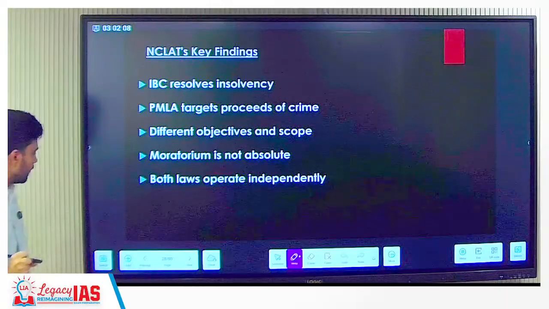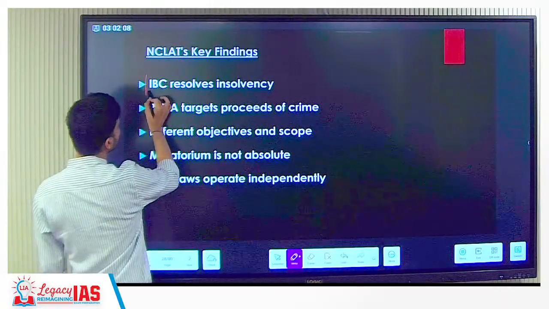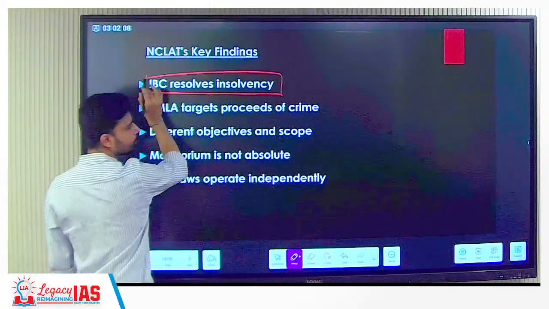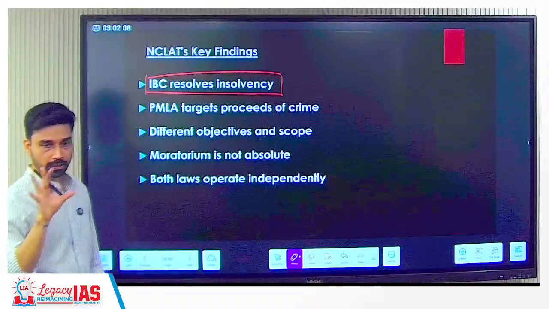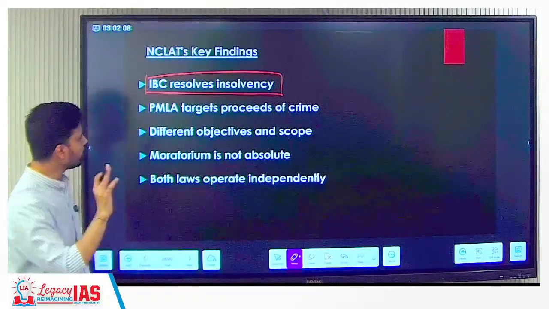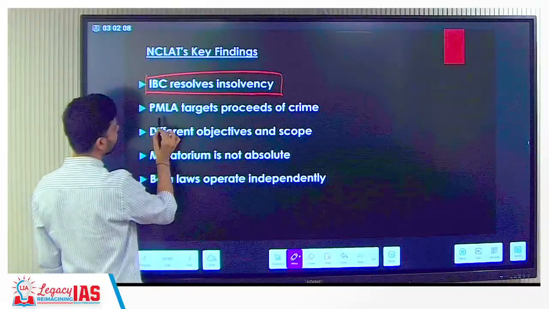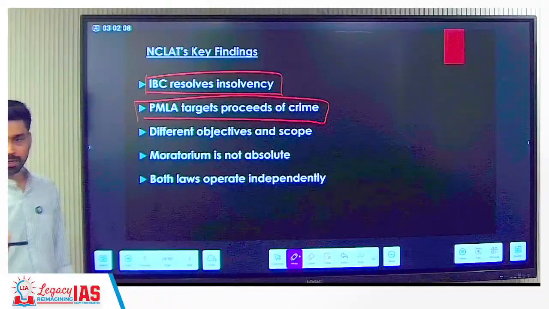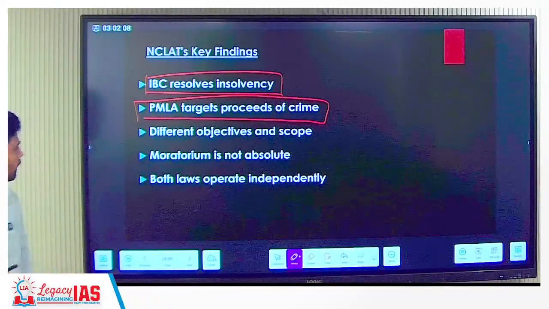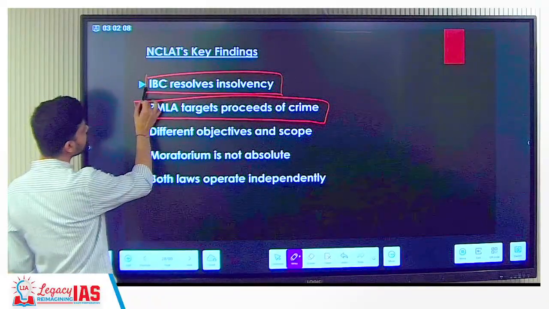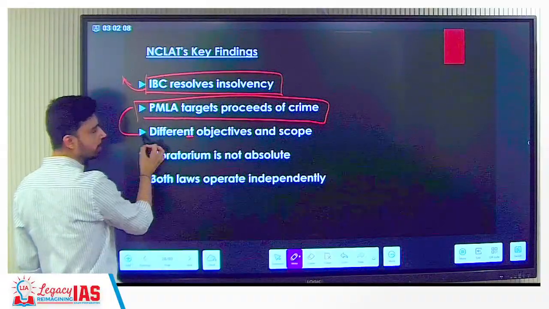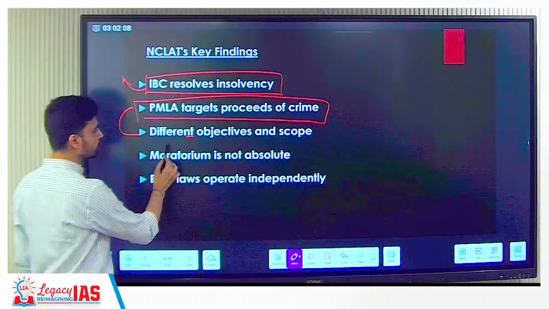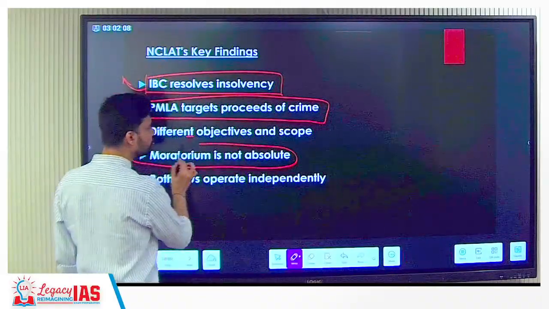Now, what is the key finding of this judgment? First of all, we know IBC resolves insolvency. That is its clear, stated goal, a stated jurisdiction we can say. PMLA, on the other hand, what does it do? It targets proceeds of crime, black money, money laundering and all that. That means NCLT is saying that IBC has a different objective and scope, PMLA has a different scope and objectives. So that means the moratorium is not absolute.